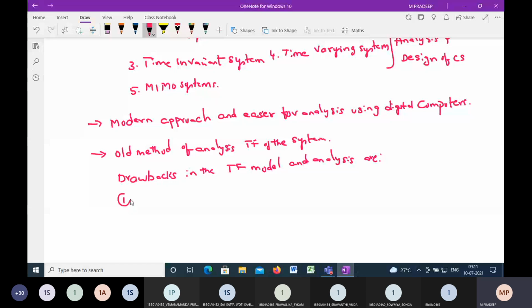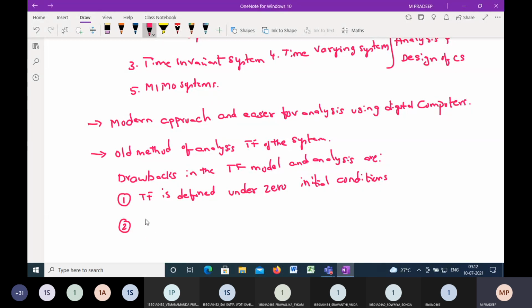There we are going to provide the four important drawbacks. In this case, the transfer function which we are going to define should be defined under zero initial conditions. That is your first drawback.